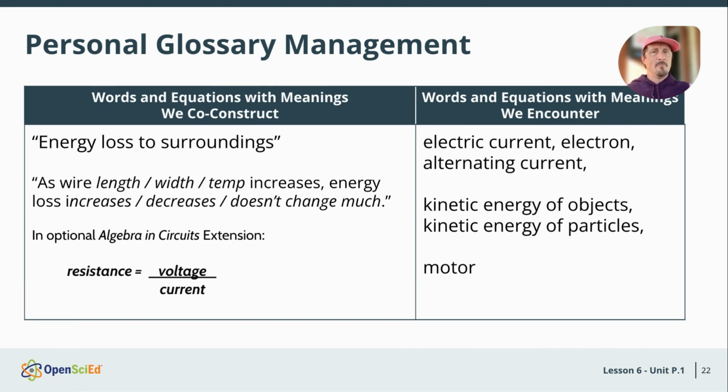In this lesson, we come up with a particle level mechanistic explanation for why we tend to lose energy to the surroundings. We also develop these relationships between length and width of a wire and energy loss. In the algebra and circuits extension, we define the term resistance, but we don't actually use it elsewhere in the unit. Other terms we use in the reading include electric current, electron, alternating current, kinetic energy, and motor.